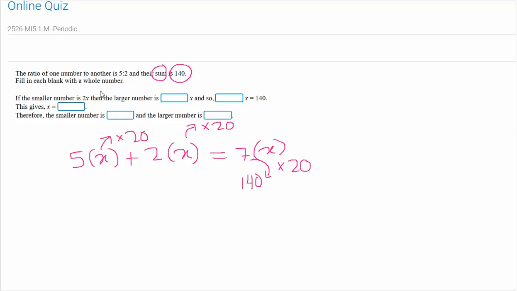Okay. So now here, if the small number is 2x and the larger number is 5x, the sum is going to be 7x, and 7x is equal to 140. You can also solve it like this. 7x equals 140. You can solve for x and you get x equals 20.